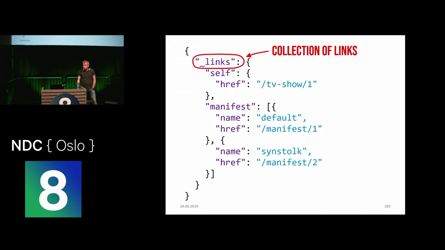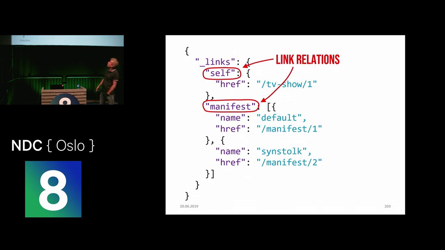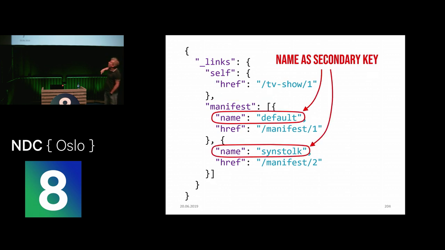Different example, again, the collection of links. Here you have more links. So you have the self link, and you also have a manifest relation. And then in that case, you have two options, so two links with the same relation. And then you can use this thing called a name in the HAL specification to differentiate, to choose which one of those you want to use.